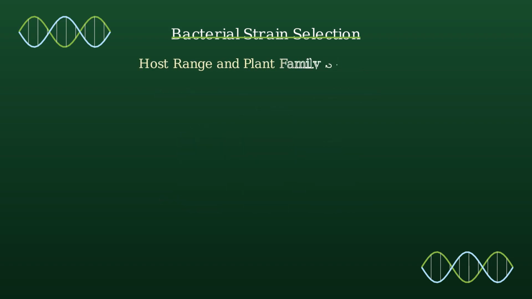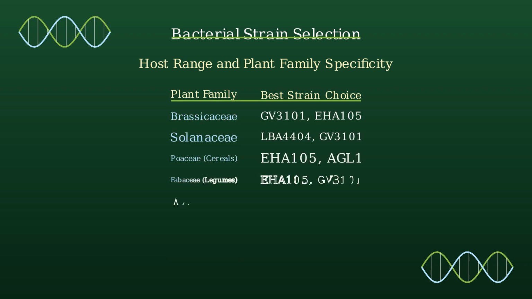Different agrobacterium strains exhibit varying levels of host specificity across plant families. For Brassicaceae species like Arabidopsis, GV 3101 and EHA 105 are preferred. Solanaceous plants like tobacco respond well to LBA 4404. EHA 105 excels with cereals and legumes, while recalcitrant woody plants often require highly virulent strains like AGL1.